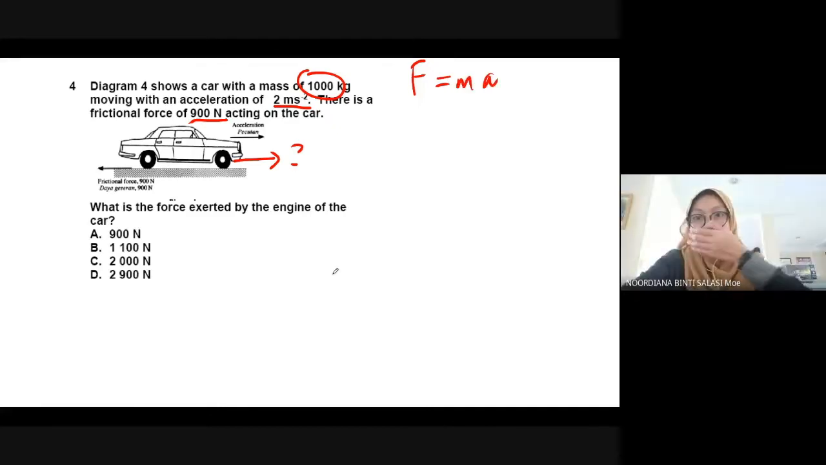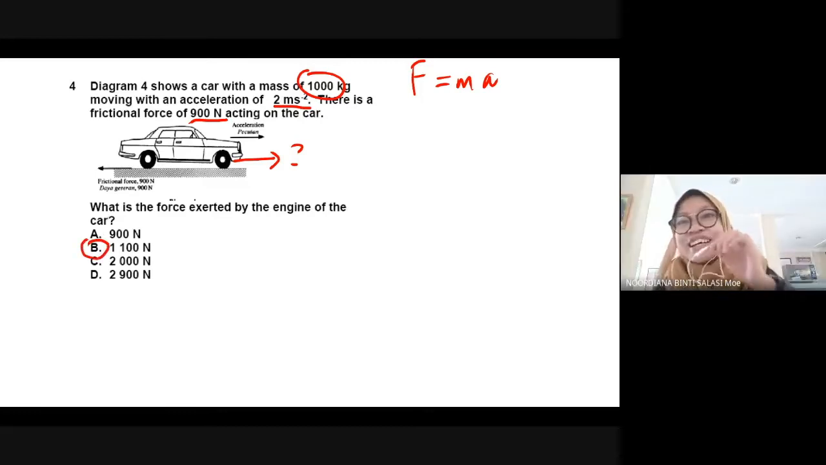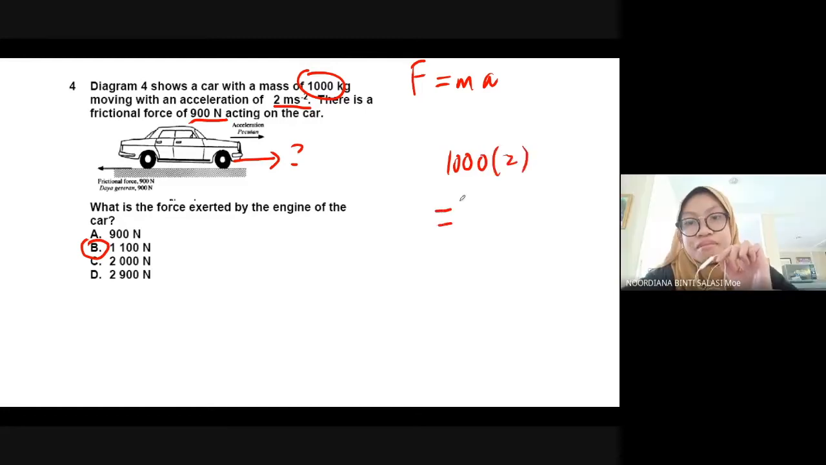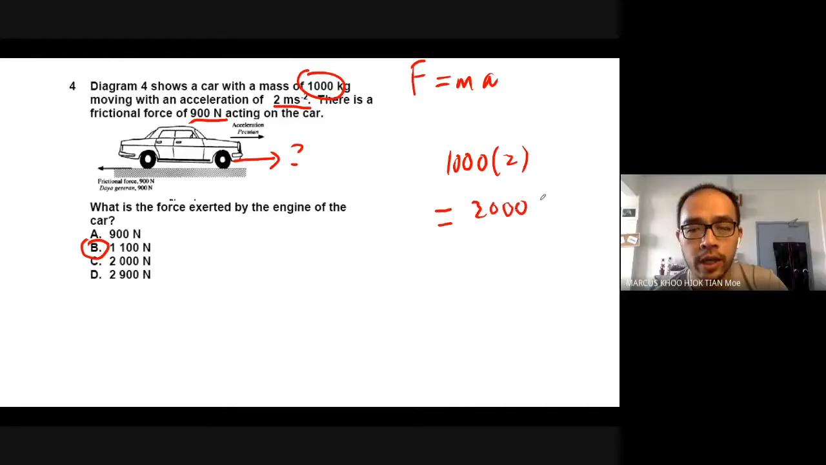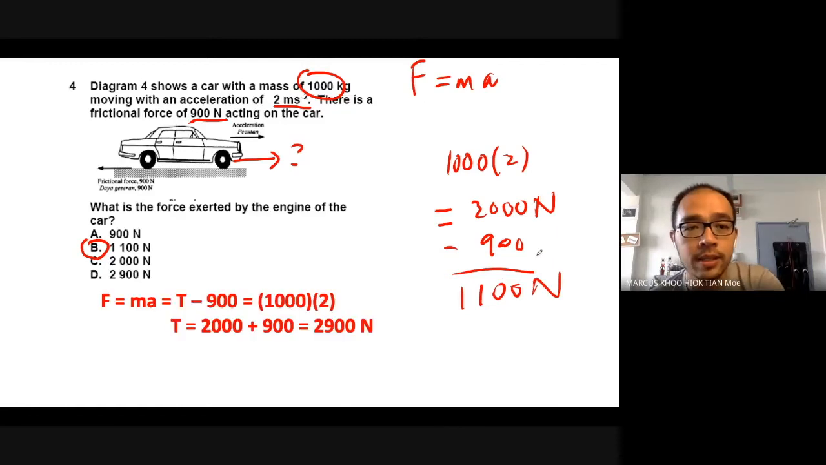B. Can you tell me how you got this answer, B? I take the mass, multiply by the 2, then minus 900. So you get 2,000 N. Oh, okay. So the resultant force is 2,000. Then you minus 900. Is that true? I think it makes sense. Totally makes sense. See, T minus 900.